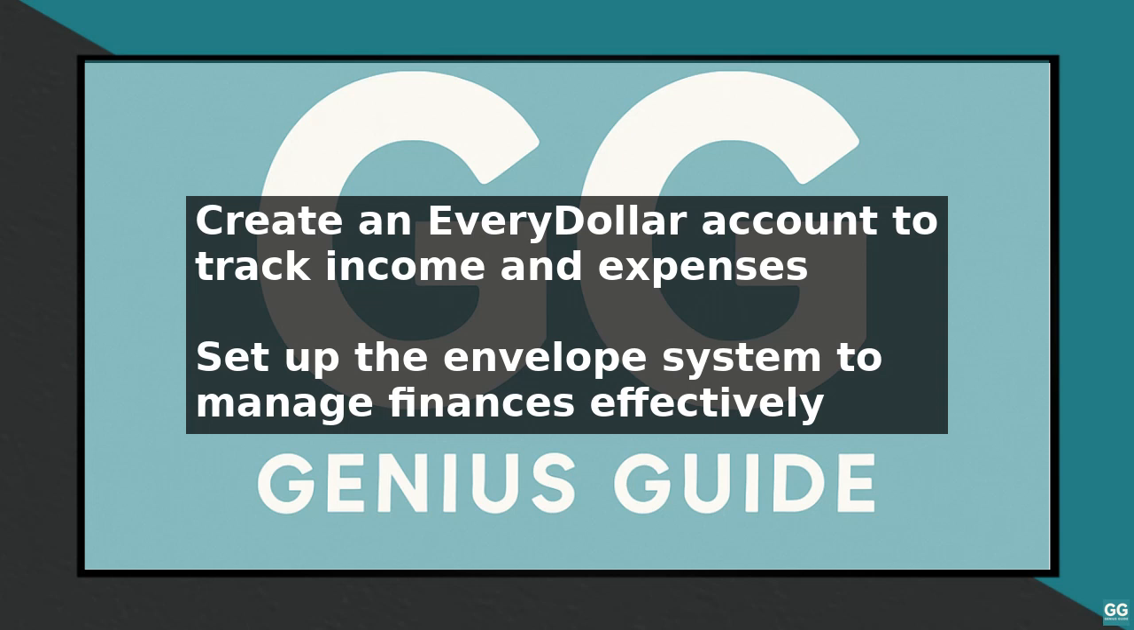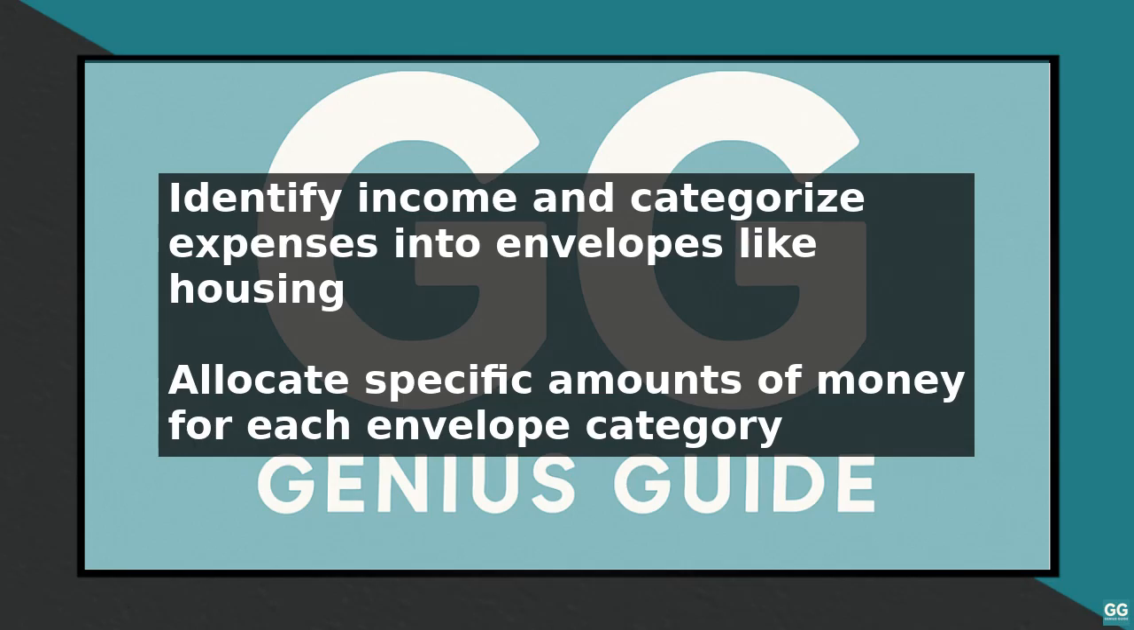Once you have created your account, you can start setting up your envelope system. The first step is to identify your income, which is the total amount of money you have available to spend each month. Next, you will need to categorize your expenses into different envelopes, such as housing, transportation, food, entertainment, and savings. You can customize these categories to fit your specific needs and expenses.